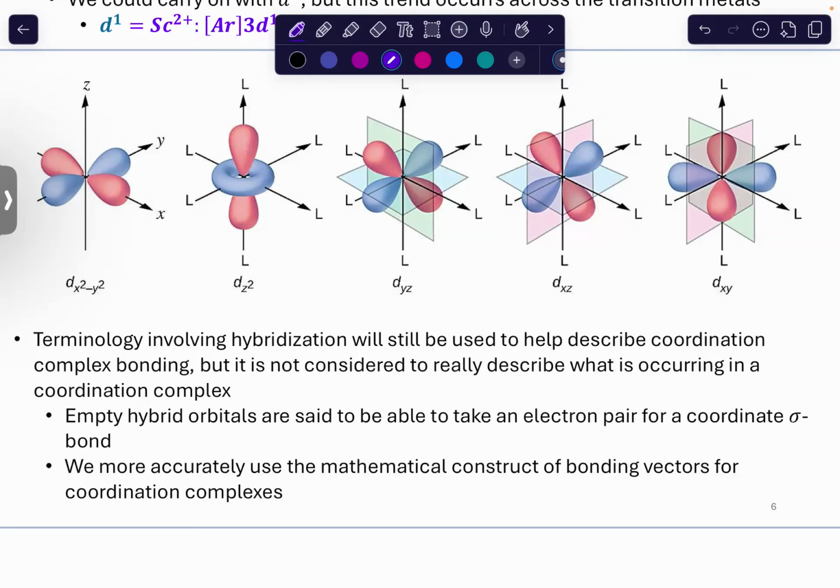The textbook makes note of the fact that your dz squared is formed because you see our dx squared minus y squared. You notice how we're missing a dz squared minus y squared and a dx squared minus z squared. Well, that's because those two come together to form the dz squared. So you'll just see that little aside in the textbook. We don't really need those two, just know those two combine to form the dz squared. Because technically you could also have d orbitals that lie along the x and z axes and along the y and z axes.